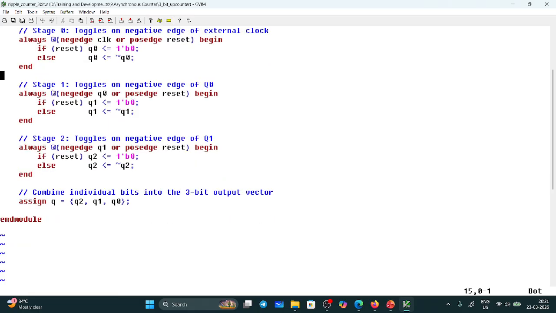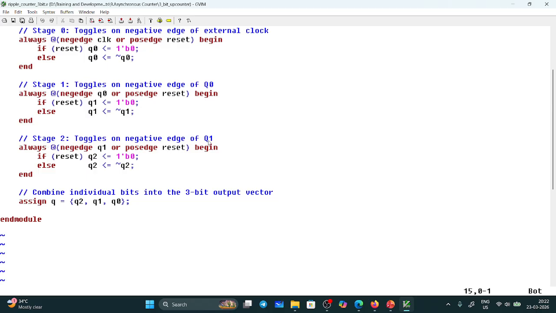Okay, and stage 1 toggles on the negedge of Q0, that means always at the negedge of Q0 or posedge of reset begin, if reset equal to 1, Q1 will be initialized to 0, else Q1 will toggle to not of Q1. Okay, this is the second stage. Is it fine? And this is the first stage. This is the second stage. You see, the second stage toggles on the negative edge of Q0.